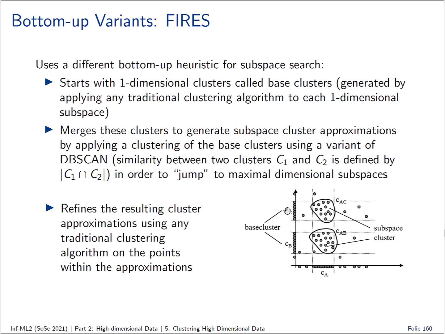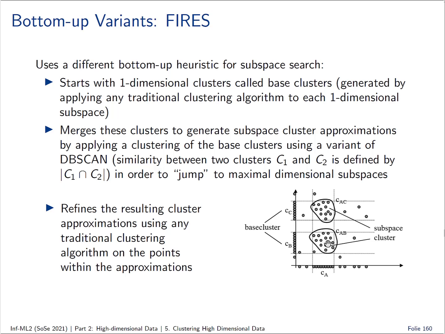Of course, it doesn't make sense to compare two base clusters from the same one-dimensional subspace. So we won't compare CB and CC because they don't share any points. That's for sure. So anyway, we start with these base clusters and then cluster them with the DBSCAN clustering algorithm. We end up with clusters, and these clusters indicate mergings of several base clusters, which are candidates for higher dimensional subspace clusters.